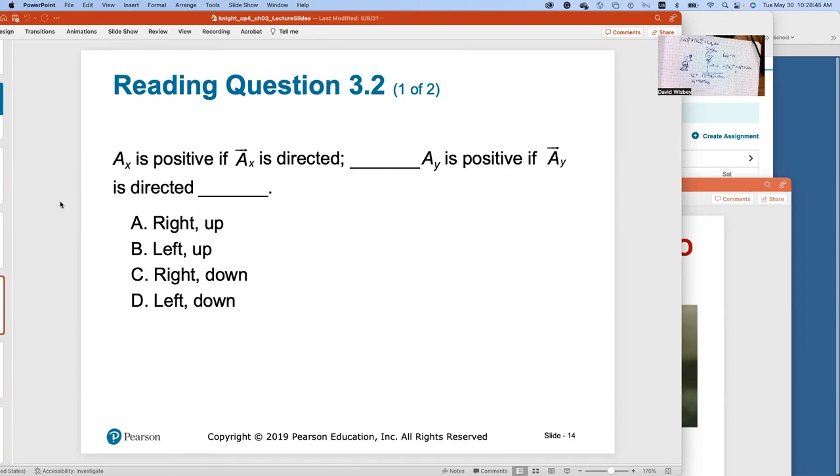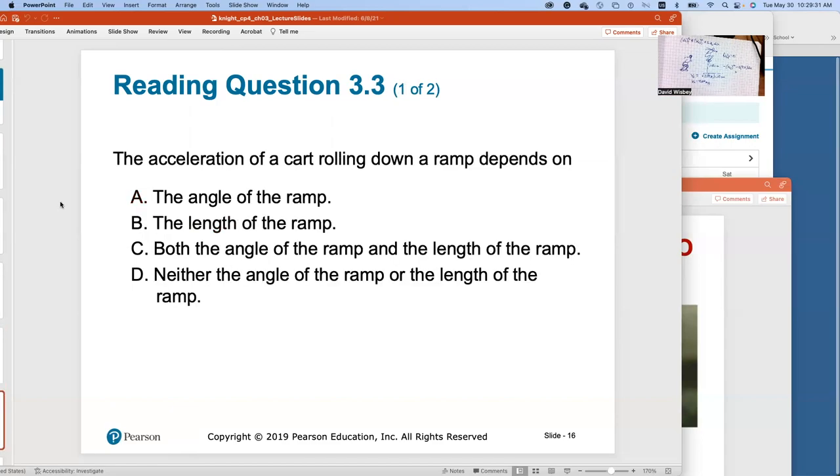All right. AX is positive if the vector AX is directed blank, and AY is positive if the vector AY is directed how? So you have to choose your coordinates. Hopefully this is easy, but let's take a vote. Is it A, right and up? Or B, left and up? Or C, right and down? Okay, I think everybody voted for A. All right, good. These hopefully are easy.